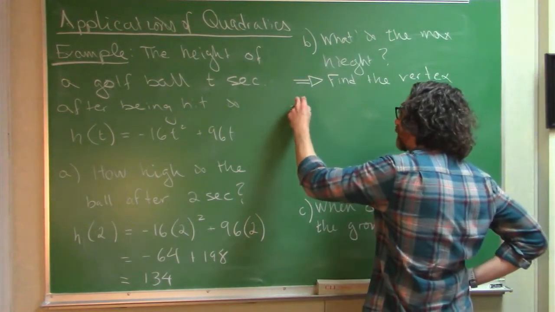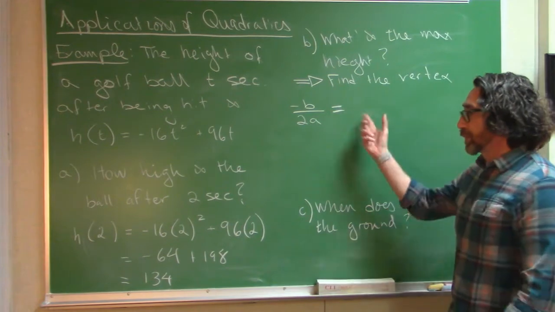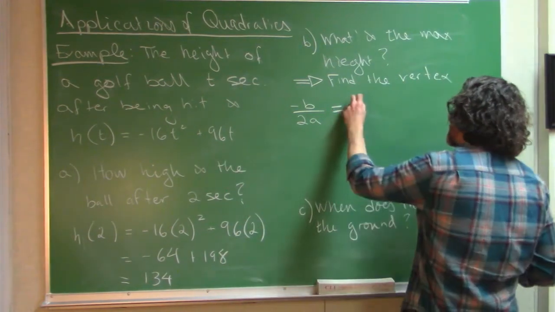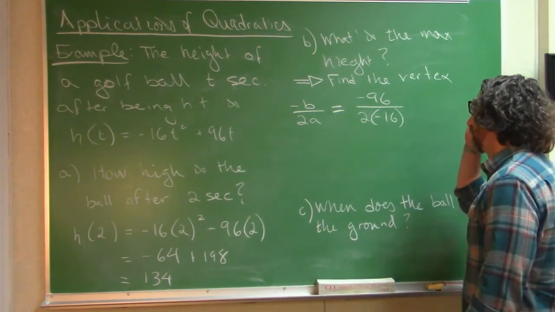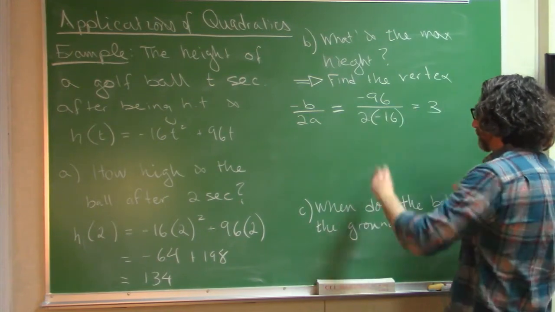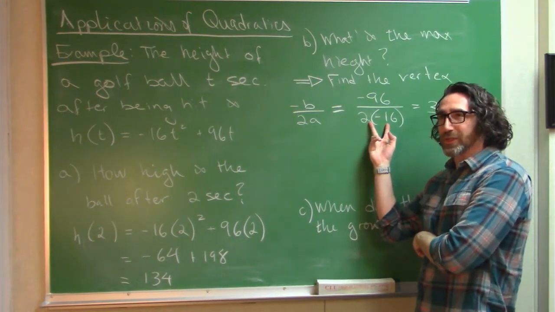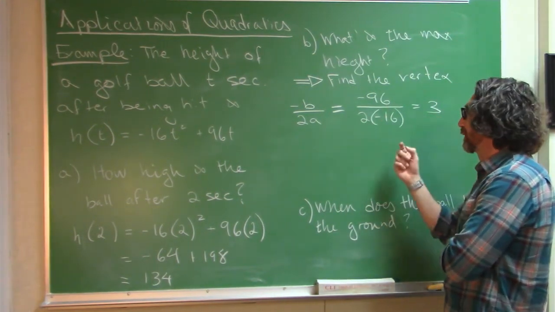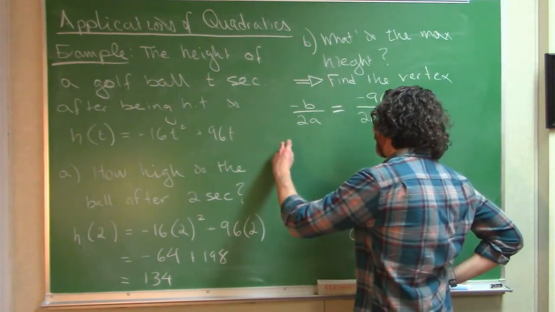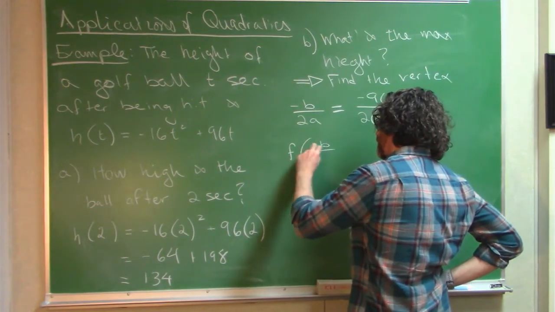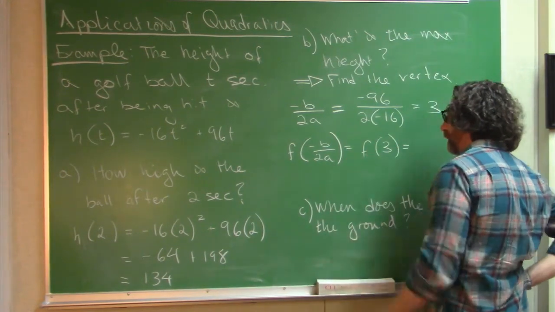And we have a very convenient formula for that. We take negative b over 2a, so negative b is negative 96 over 2 times negative 16. Gosh, I think this works out to be 3, right? 2 times 16, of course, is 32. 96 divided by 32 is 3. They're both negative, so the result would be positive. And then we take this value and we plug it into the function to compute the y value.